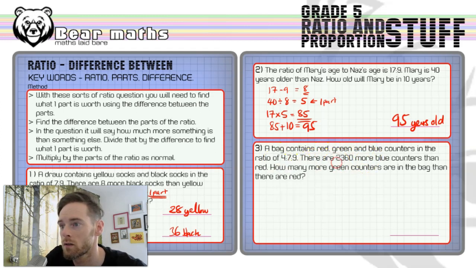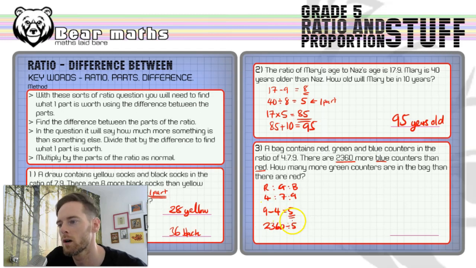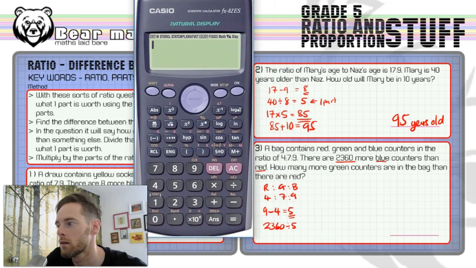So there are 2,360 more blue counters than red, right? So we've got red to green to blue, so let's write this down. R to G to B is 4 to 7 to 9. Okay, blue to red, so we're going to do 9 take away 4. They're the numbers that we need to deal with. 9 take away 4 is 5. So then we're going to take the 2,360 and divide it by the 5, because that's how many more there are. And that's going to give us what one part of our ratio is worth. So let's get that out of the way so you can see what's happening.